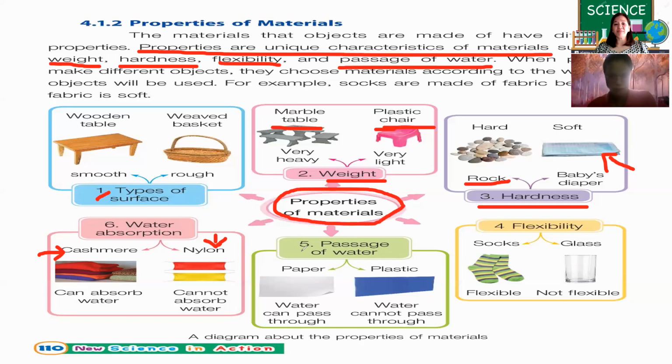Number 5, we have the passage of water. We have the paper and the plastic. The paper, when you pour water on it, the water can pass through, just like the cashmere. But in plastic, water cannot pass through. It's closed. That's why we use plastic sometimes, for example, to make ice, we put water in the plastic, we put it in the freezer, because the water cannot pass through.